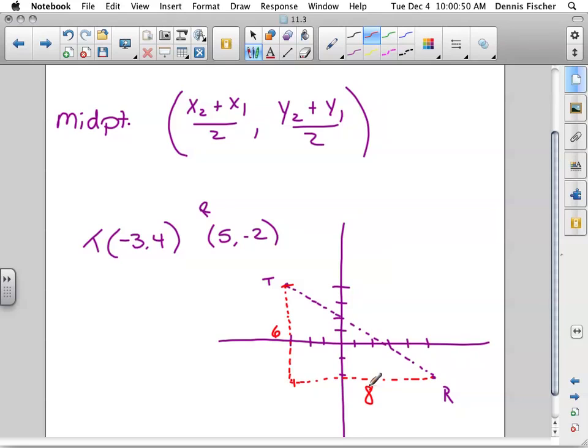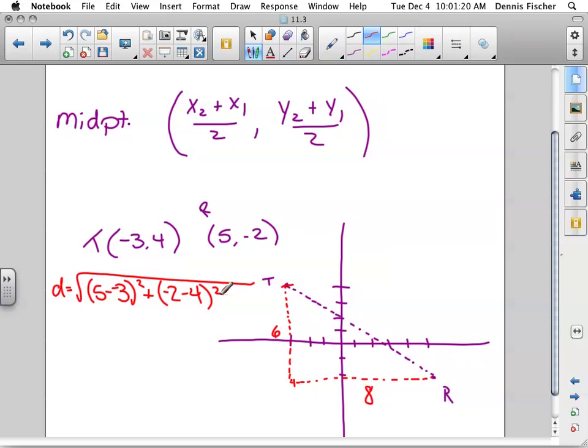What they're coming up with is a formula that says, I don't want you drawing everything out all the time. Here's the formula. So what they want you to do is say, okay, the distance between these 2 points is equal to the square root of, taking my x coordinates and subtracting them, 5 minus negative 3 squared, plus, taking my y coordinates, negative 2 minus 4 squared.